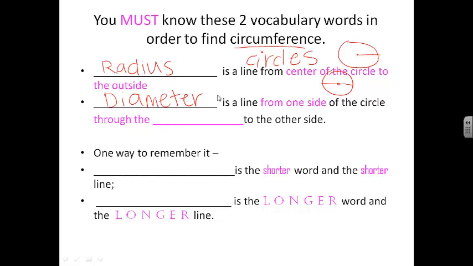Diameter. This is the length from one side of the circle through the center to the other side. Alright. One way to remember it is radius is a shorter word and it's a shorter line. Diameter is a longer word and it's a longer line. It goes from the center to the end.